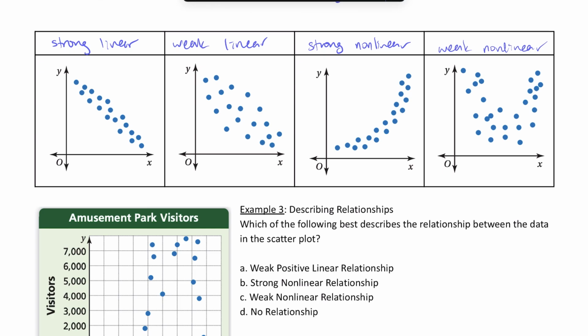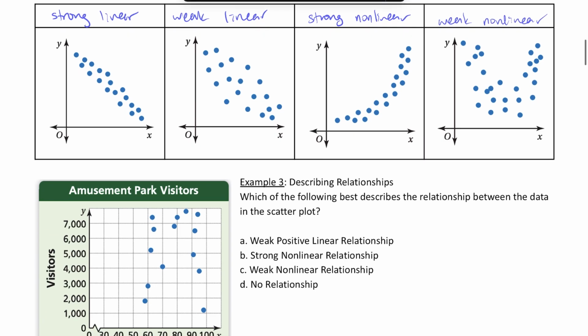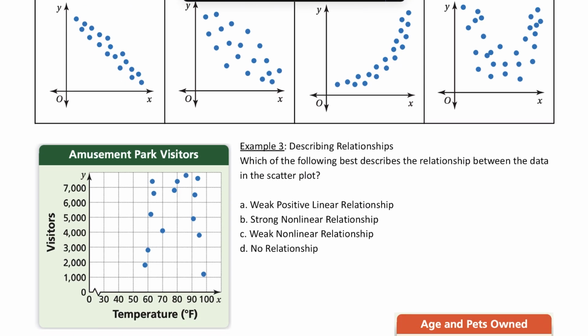Which of the following best describes the relationship between the data in the scatter plot? Well, I mean, if you were to kind of sketch a pattern, right? If you were to kind of sketch something, it would look like this. So it kind of looks like a curve, right? So the points aren't really close together, so I would call this a weak nonlinear relationship.